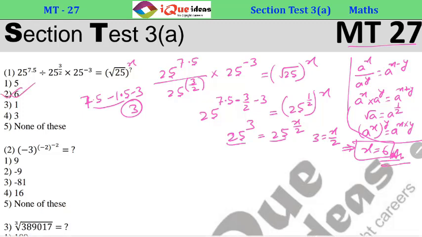Alright, so this was a good question. Now let's take up the second question. It says minus 3 raised to the power minus 2 raised to the power minus 2. So first let's look at only minus 2 raised to the power minus 2. What will this be?